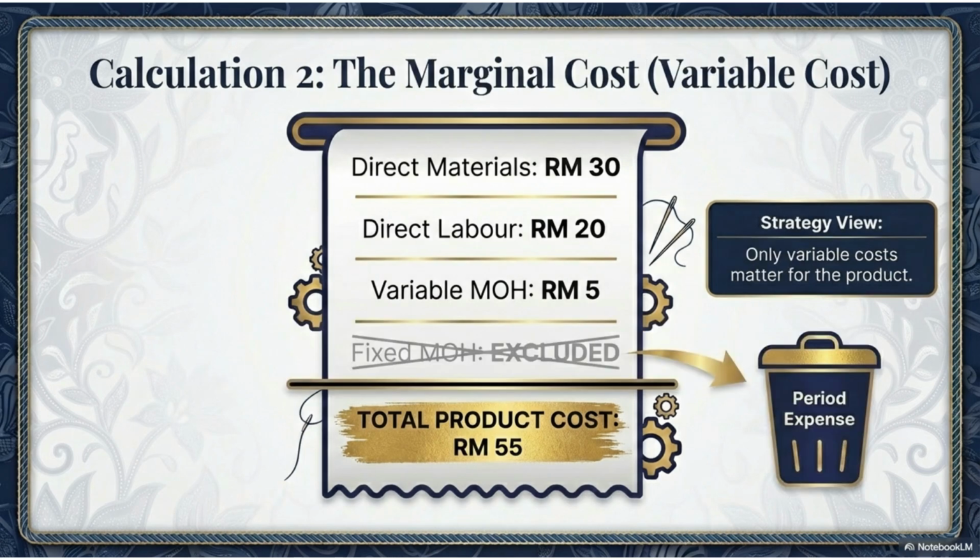Calculation 2 is the marginal cost, or variable cost. For strategy, we exclude fixed overhead, which is treated as a period expense. This leaves us with a total product cost of RM 55.